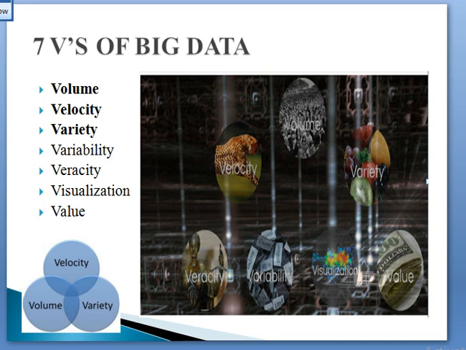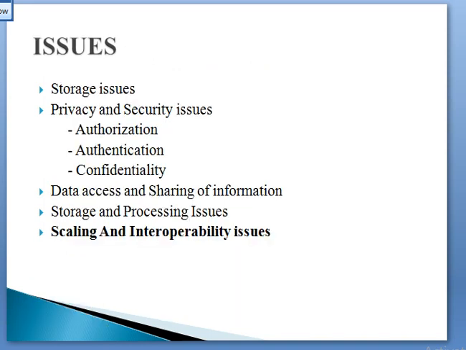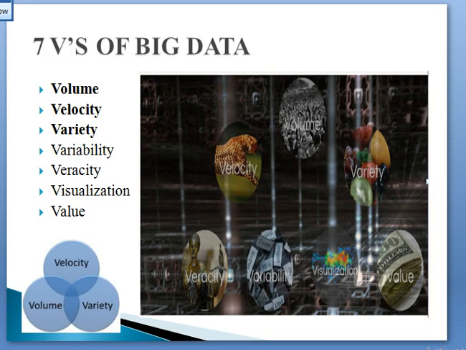First of all, we will discuss the 7 V's of big data. There are mainly 3 V's, that is volume, velocity and variety. Volume tells how big the size of the data is, and velocity tells how fast the data is coming. Suppose today is an event, the data is coming very fast. And third is variety. Data can be in any format: text, video, audio and any other format.